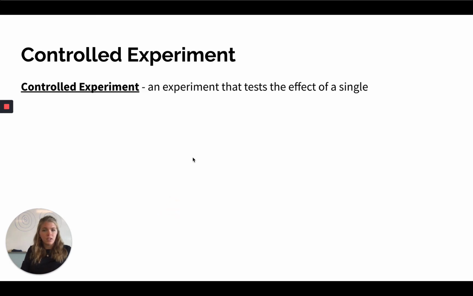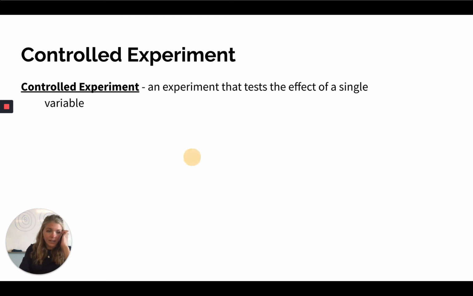So, a controlled experiment. You have various terms that you will need to know for experimentation. I don't think we went over these last year. So the first one you're going to know is a controlled experiment. A controlled experiment is just an experiment that tests the effects of a single variable. And a variable is anything that you can change. So just like in math and chemistry, we're going to be using variables in biology as well. So a controlled experiment is just an experiment that tests the effects of a single variable.